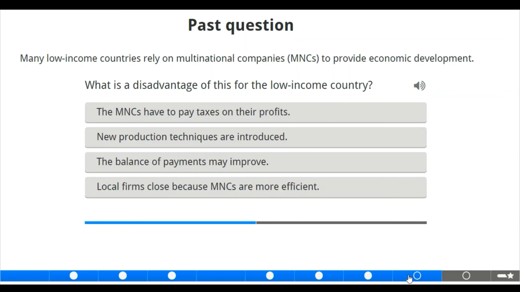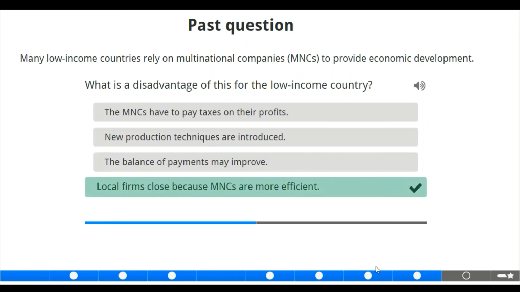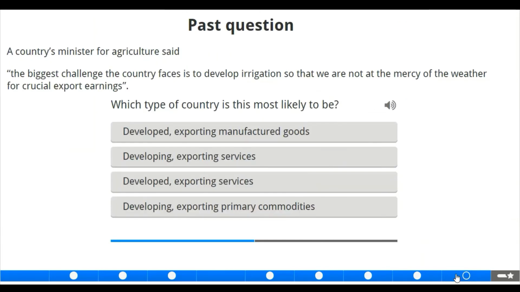That is, the multinational companies have to pay taxes on their profits. Is that so? New production techniques are introduced. The balance of payments may improve. Local firms close because MNCs, that is multinational companies, are more efficient. Of course, the disadvantage is the closure of local firms because of the multinational companies. Now we move to the next slide.